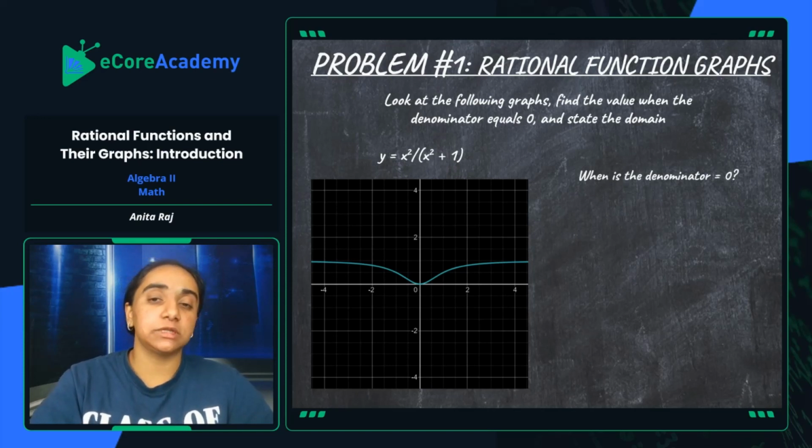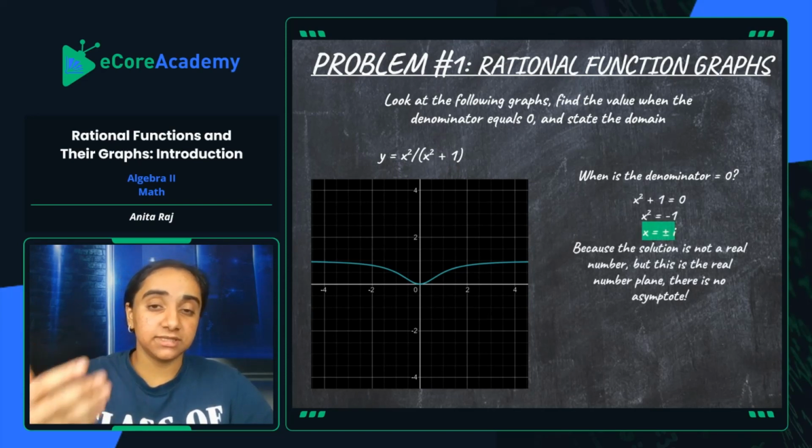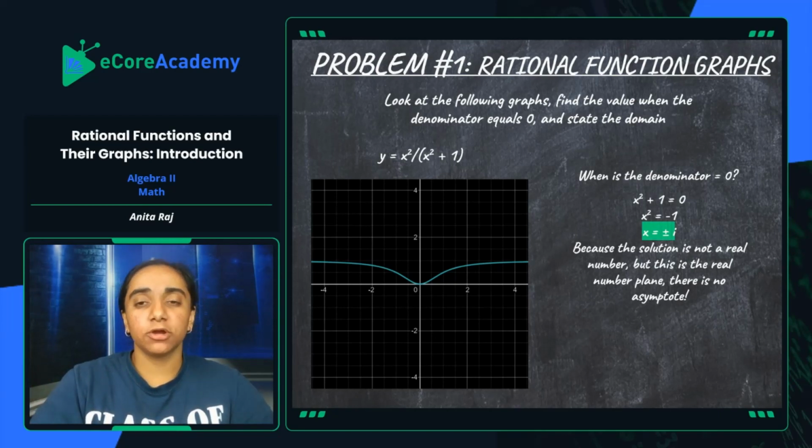So we have to find the value when the denominator equals 0. Well, in this case, our denominator is x squared plus 1. So x squared plus 1, we would set that equal to 0 to find out when the denominator is equal to 0. We're going to subtract 1 from both sides. So we get x squared equals -1.